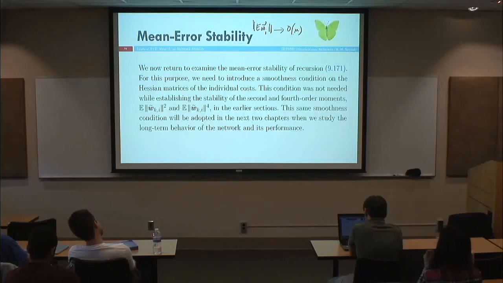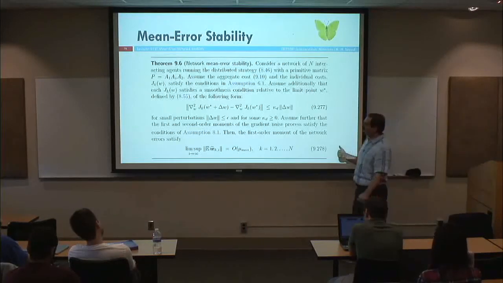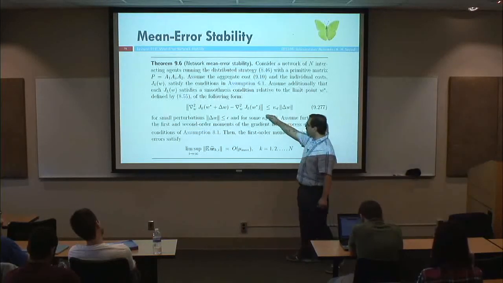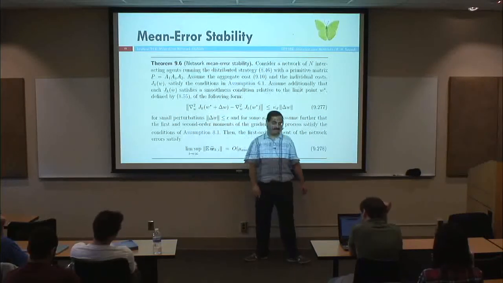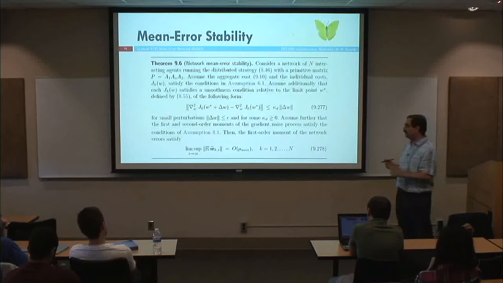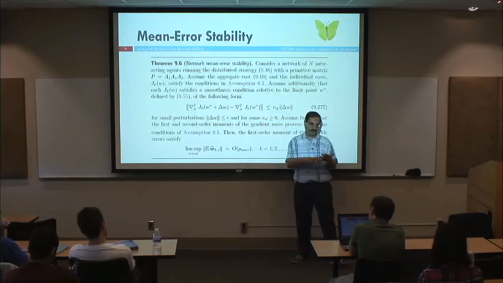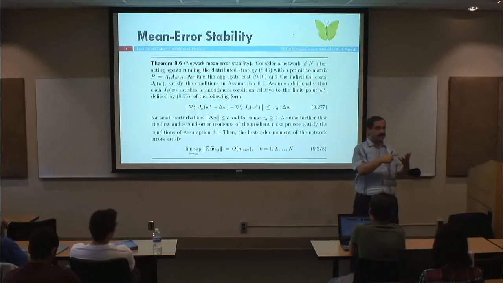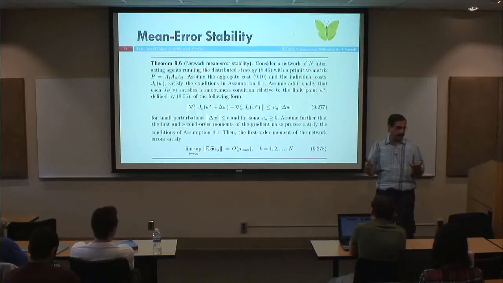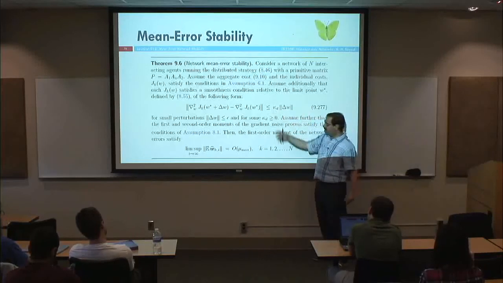To do that, like I did in the single agent case, I need to introduce a smoothness condition on the Hessian matrix. We need to assume that the Hessian matrix is smooth enough around the Pareto solution. And by the way, again, I showed you that logistic regression satisfies this, mean square error cost satisfies this. For some useful costs, we know that this is always satisfied, okay?